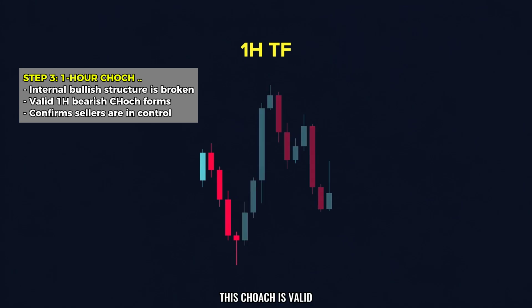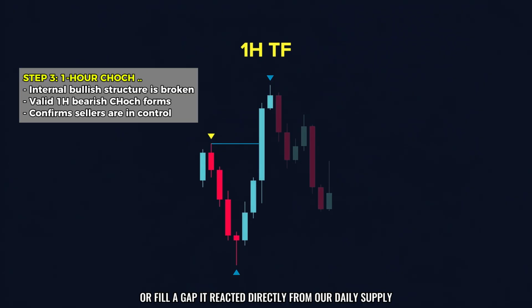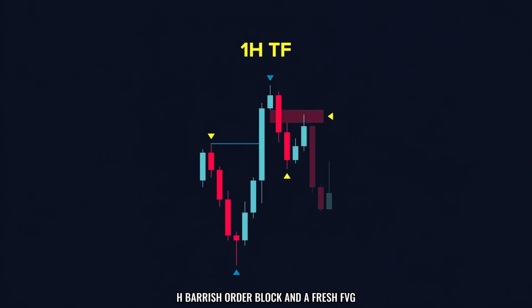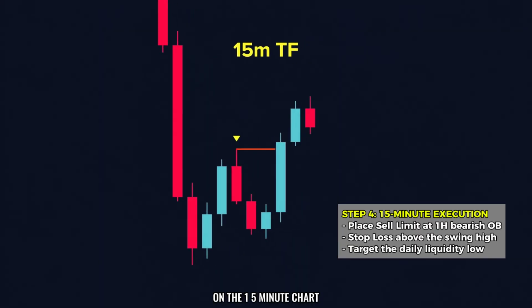This CHoCH is valid because it did not occur to hunt liquidity or fill a gap. It reacted directly from our daily supply. After the CHoCH occurs, the aggressive drop leaves behind a new 1H bearish order block and a fresh FVG. Now, we have our setup. To execute with absolute precision, we place a sell limit order at the open of this new 1H bearish order block on the 5-minute chart.